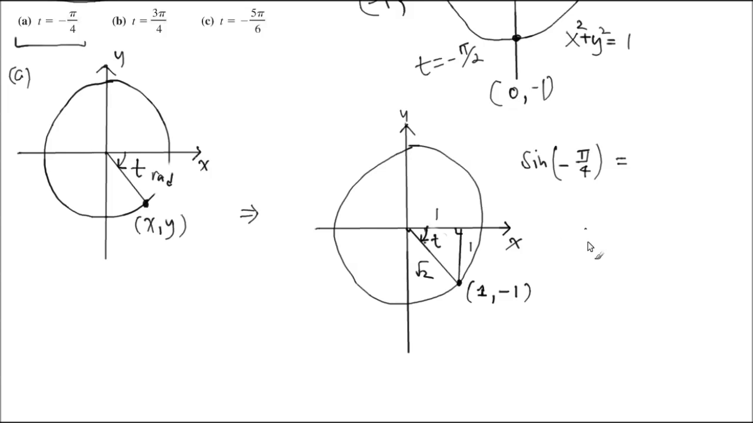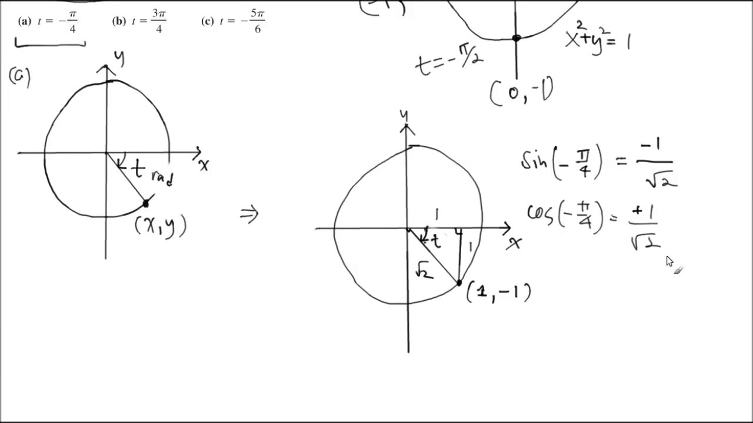And how do you compute the sine part? Y coordinate, right? Which is negative 1 divided by root 2. Is that right? How about cosine of negative pi over 4? X coordinate, which is positive 1 divided by root 2. Is that right? Good. This is not a unit circle, but it tells you what sine negative pi over 4 and cosine negative pi over 4 is, right?